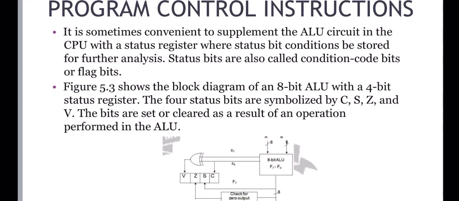It is sometimes convenient to supplement the ALU circuit in the CPU with a status register, where status bit conditions can be stored for further analysis. Status bits are also called condition code bits or flag bits. Figure 5.3 shows the block diagram of an 8-bit ALU with a 4-bit status register. The 4 status bits are symbolized by C, S, Z, and V. The bits are set or cleared as a result of an operation performed in the ALU.